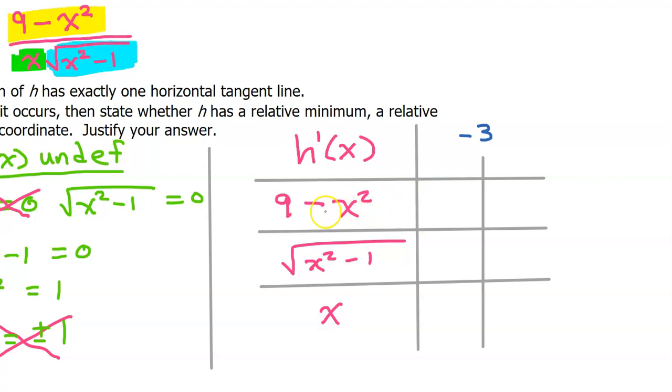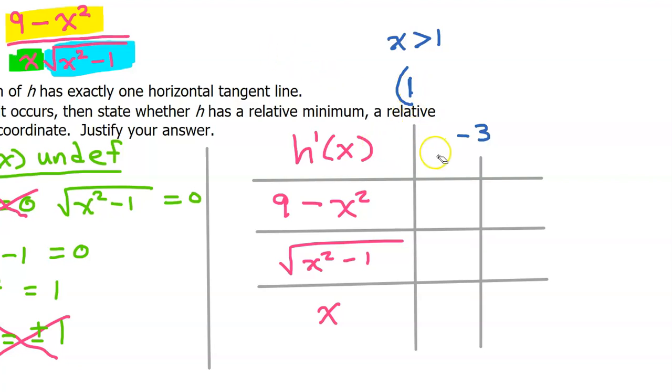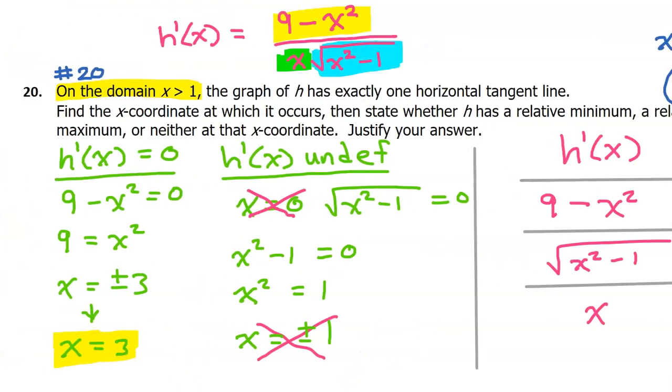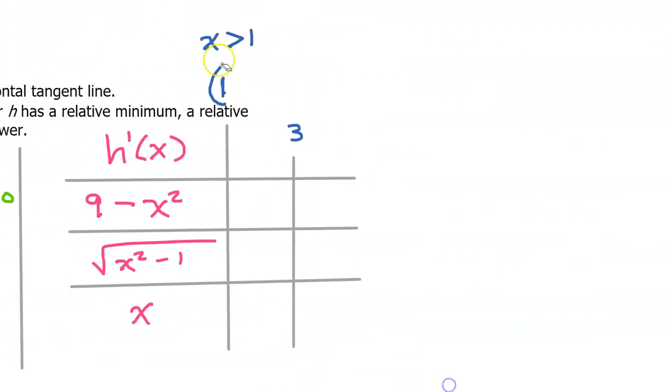So we need to determine if these factors are positive or negative in each one of these intervals. I should put a 1 right here, with a parenthesis, because remember x has to be greater than 1, so we're not going past 1. Wait, that was silly. I put negative 3. This is x equals positive 3, of course, because like I just said, x has to be greater than 1, so negative 3 wouldn't have even made sense.